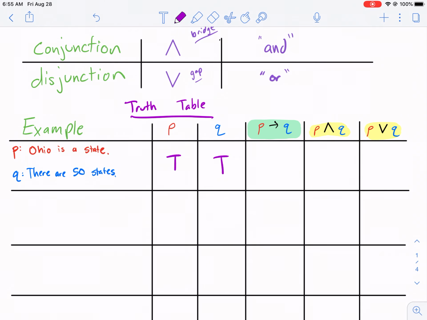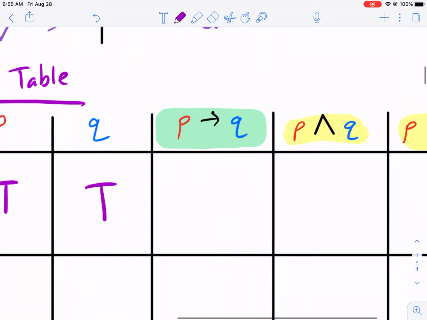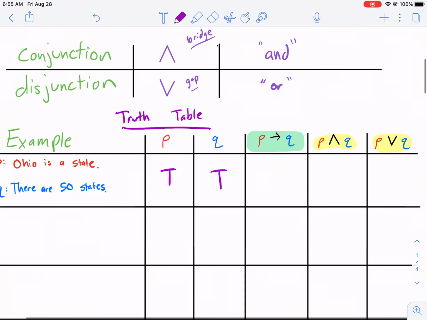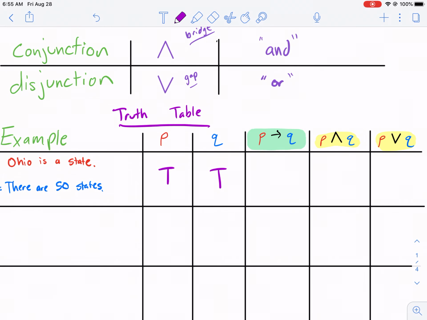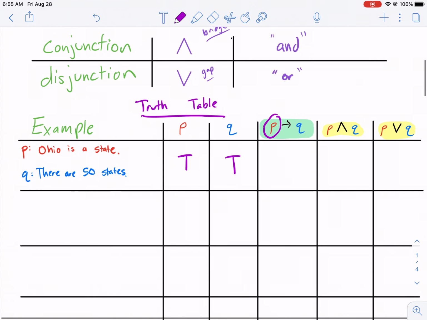We're going to go true. True, there are 50 states. Now, this one, again, a little complicated, but this is how I like to consider it. If we live in a world where Ohio is a state, so like a true world, then there are 50 states. That is going to be true, okay?